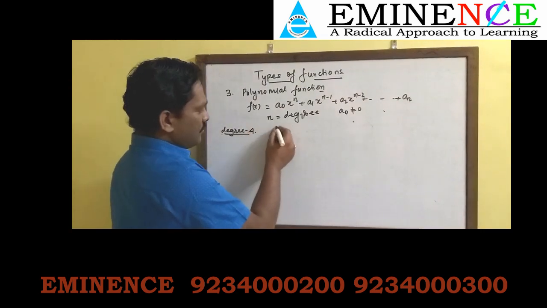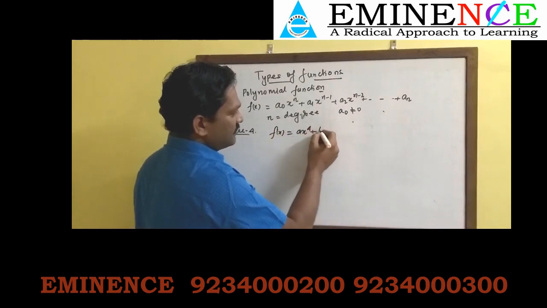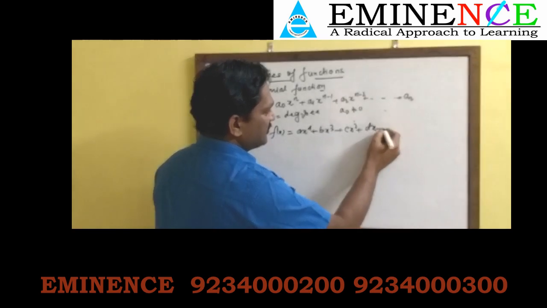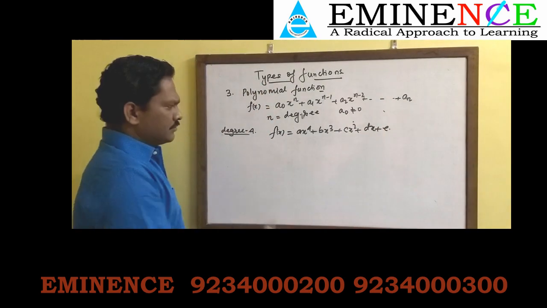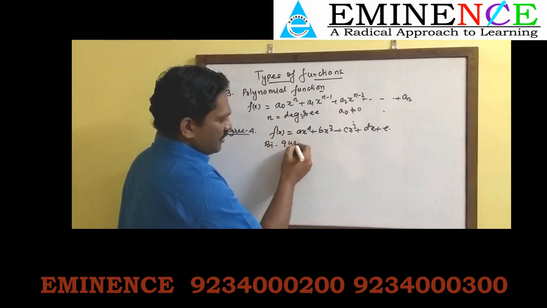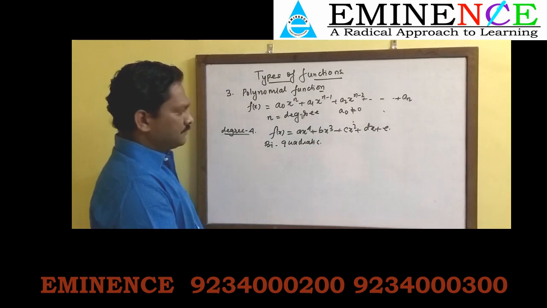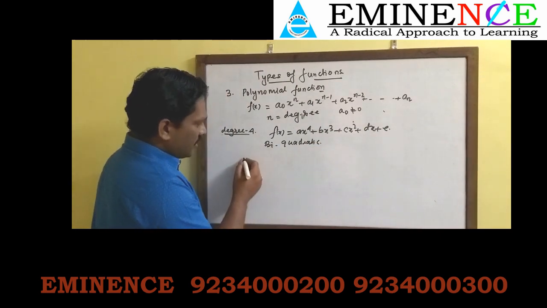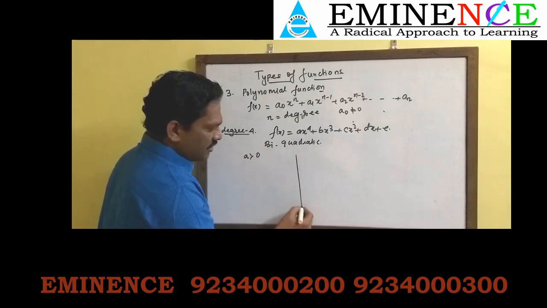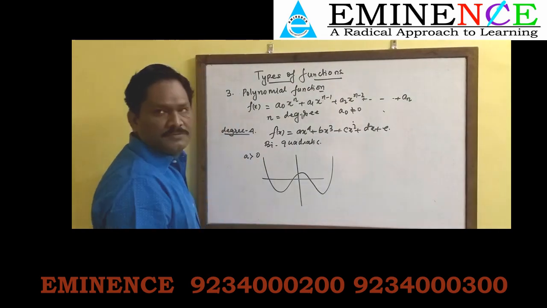Now a degree 4 polynomial f(x) equals, say, ax to the power 4 plus bx cubed plus cx squared plus dx plus e. This is also called a biquadratic. Now a biquadratic polynomial, what kind of shape does it form? If a is positive, generally it forms a W kind of shape.